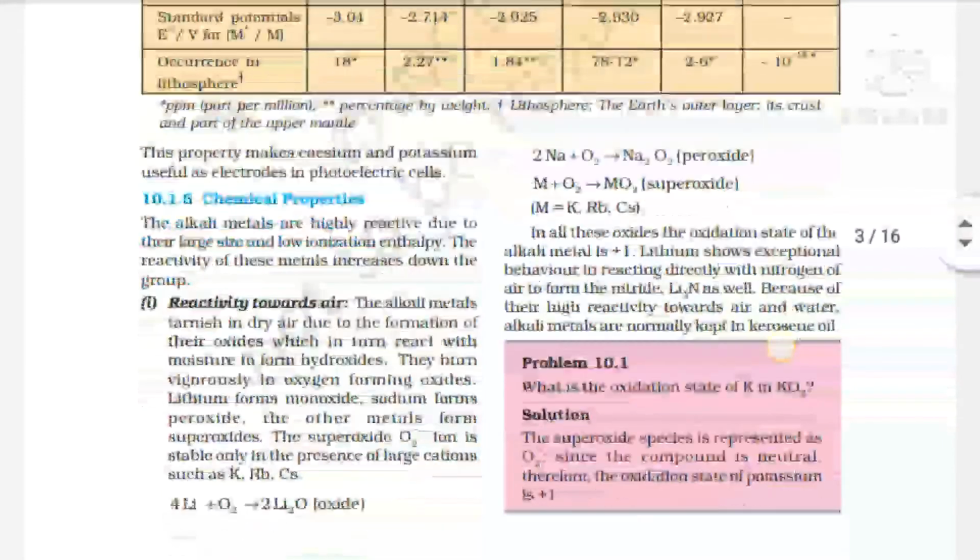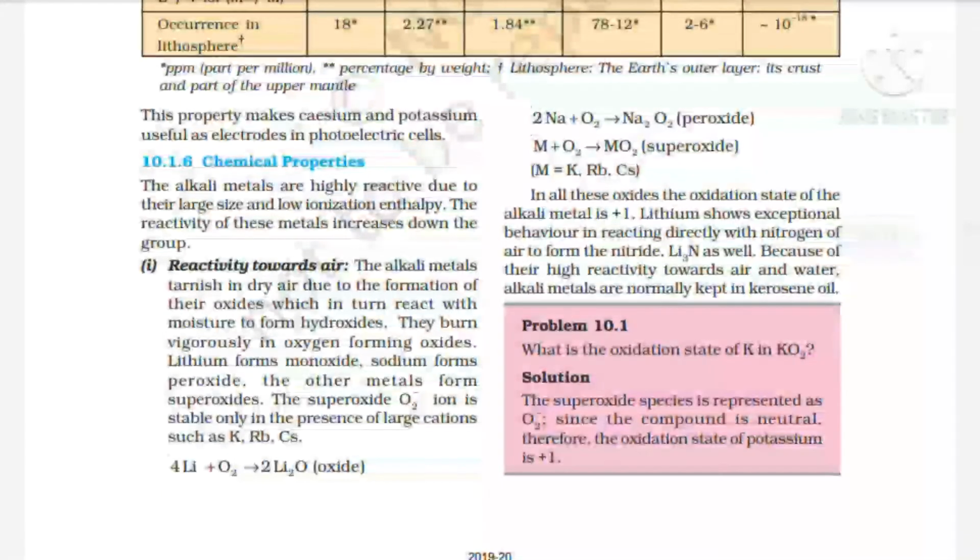Reactivity toward air: the alkali metals tarnish in dry air due to the formation of their oxides, which in turn react with moisture to form hydroxides. They burn vigorously in oxygen, forming oxides. Lithium forms monoxide, sodium forms peroxide, and the other metals form superoxides. The superoxide O2 negative ion is stable only in the presence of large cations such as potassium, rubidium, cesium.